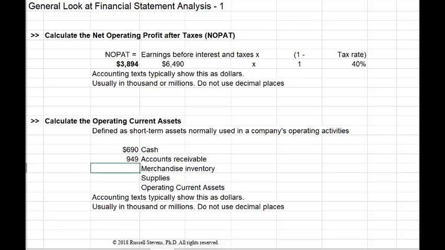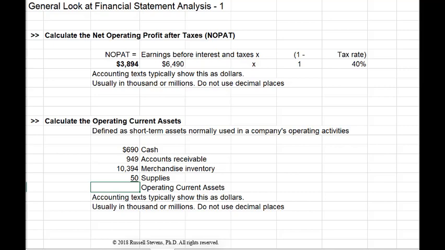They are ignored. Below, merchandise inventory is $10,394,000. Again, no trailing zeros. Finally is $50,000 of supplies. 50 is typed in.